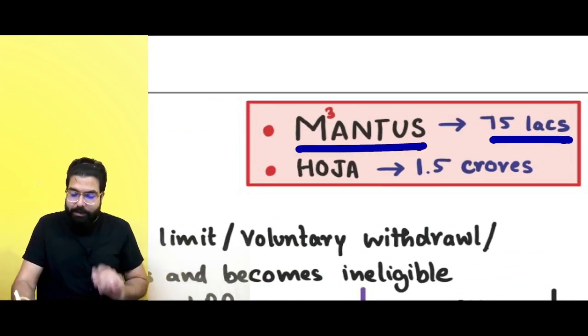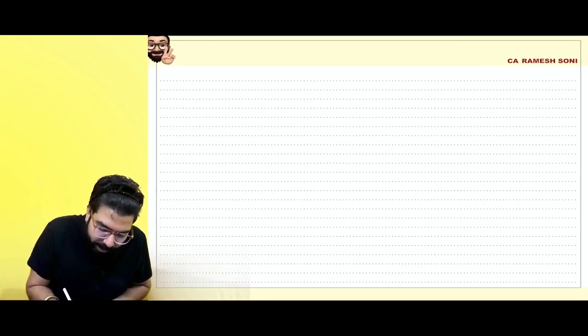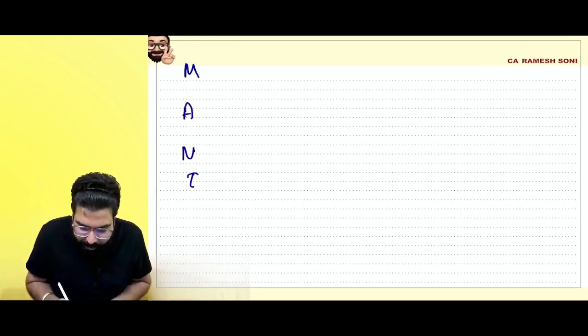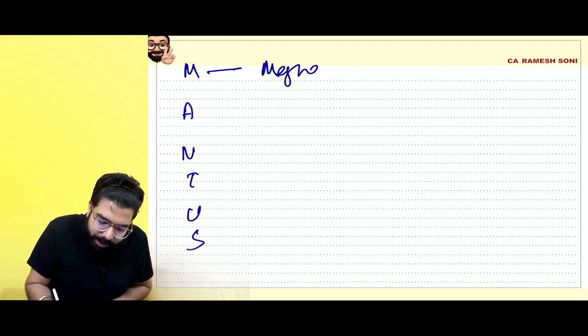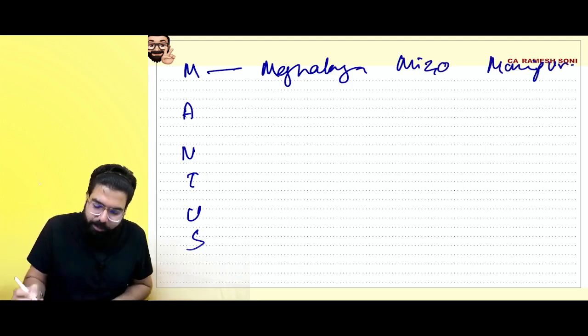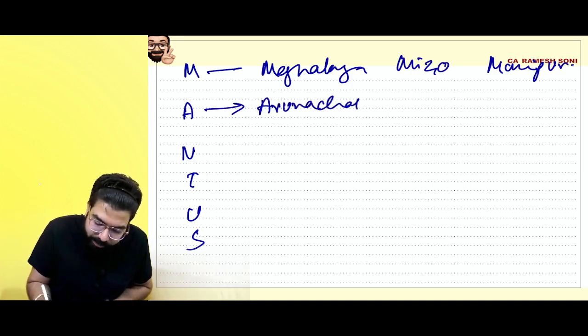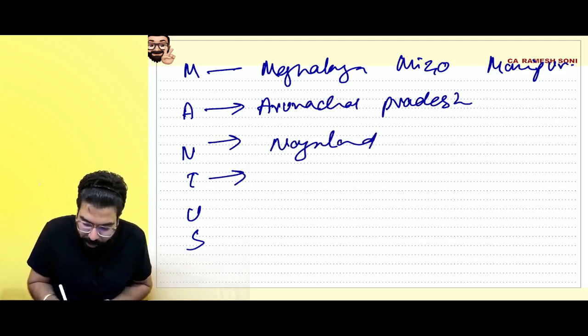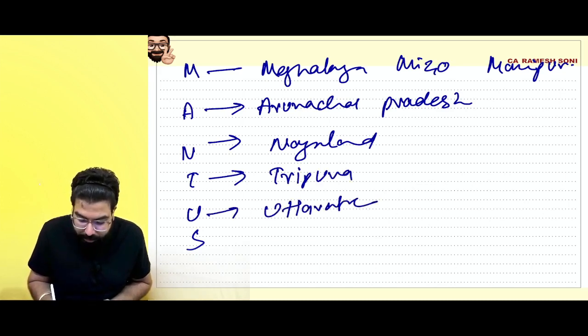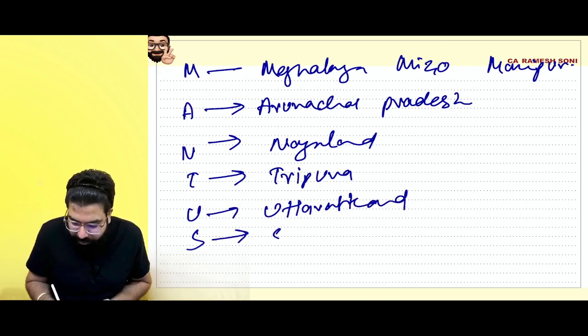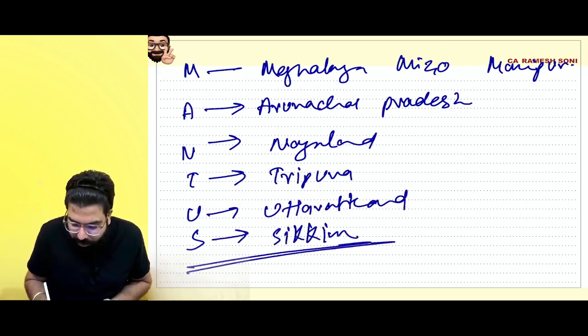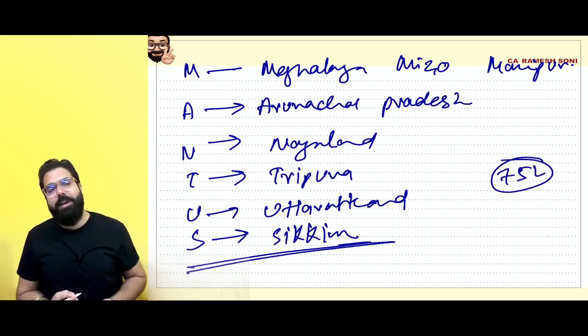Sir, what do you mean by Mantus? M-A-N-T-U-S. Remember always. M for Meghalaya, Mizoram and Manipur. If you are from the states of Meghalaya, Mizoram and Manipur. A for Arunachal Pradesh. Okay, sir. If you are from the state of Nagaland, Tripura, Uttarakhand, or Sikkim, then for you the turnover limit applicable is 75 lakh rupees. Done, sir. Point is clear.